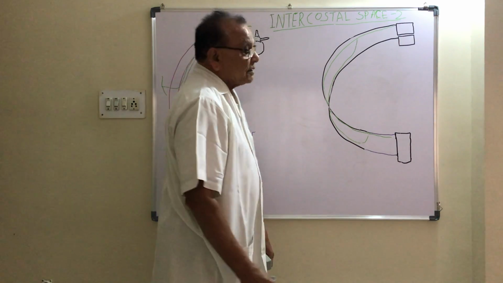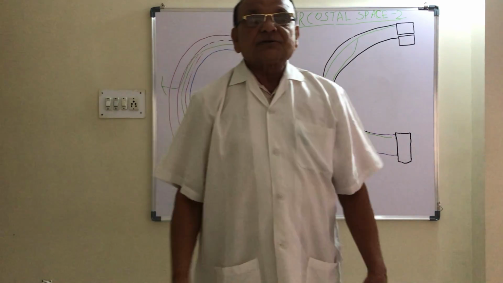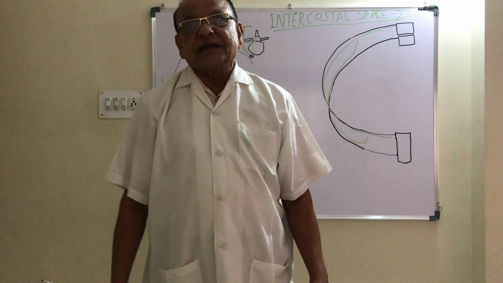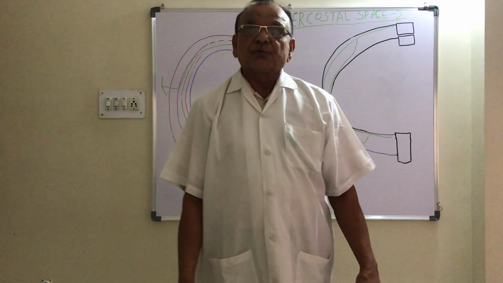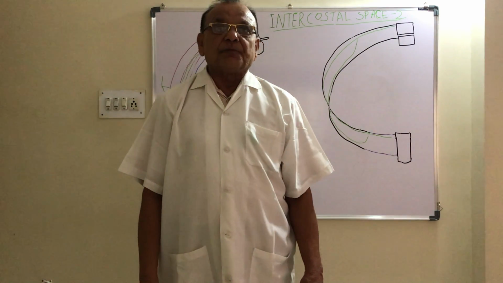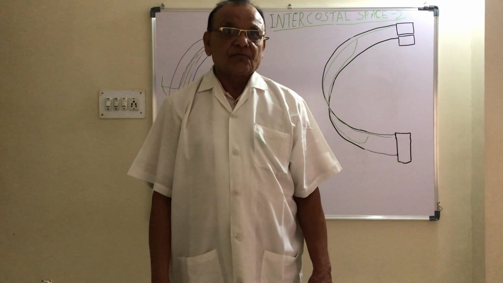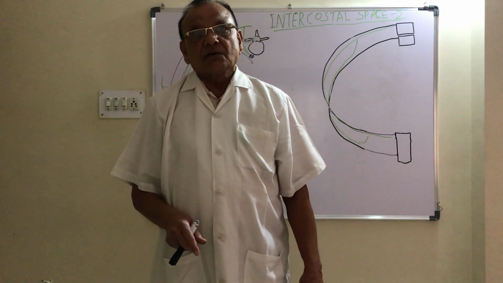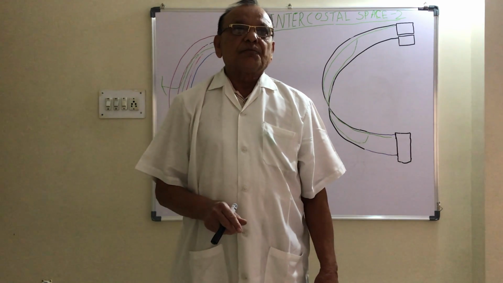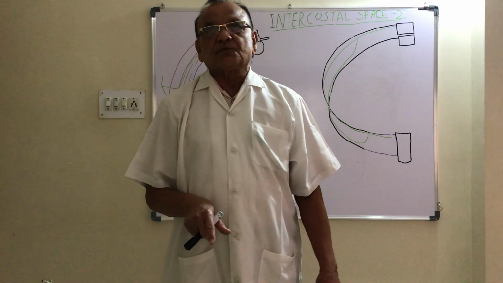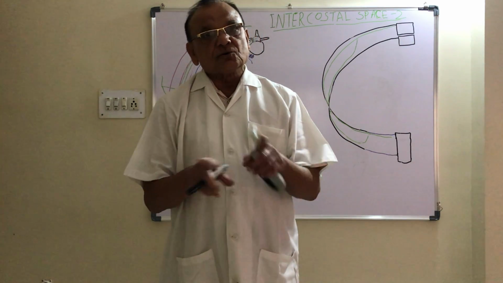Now, first, what is the intercostal nerve? You know, the intercostal nerve is the anterior primary ramus of a thoracic nerve. The anterior primary ramus of the first thoracic nerve divides into two branches.